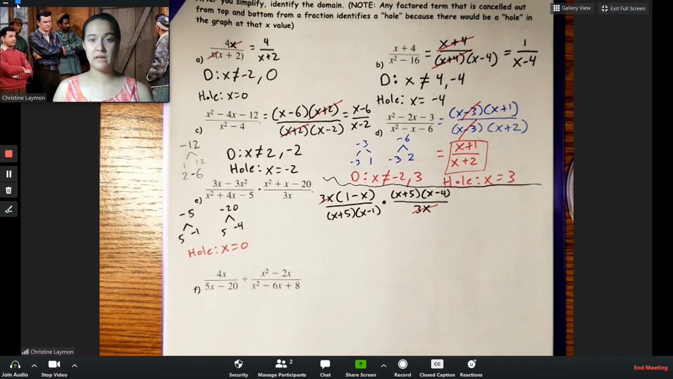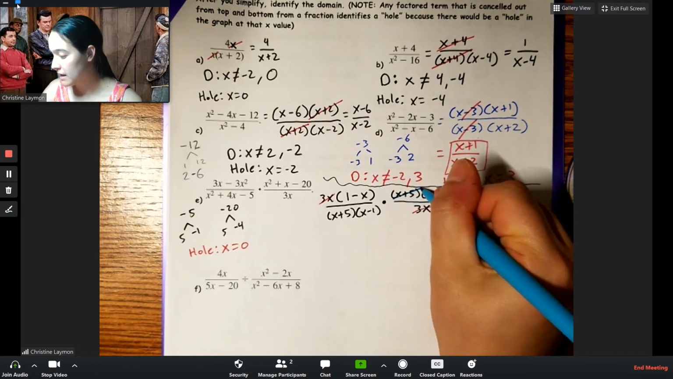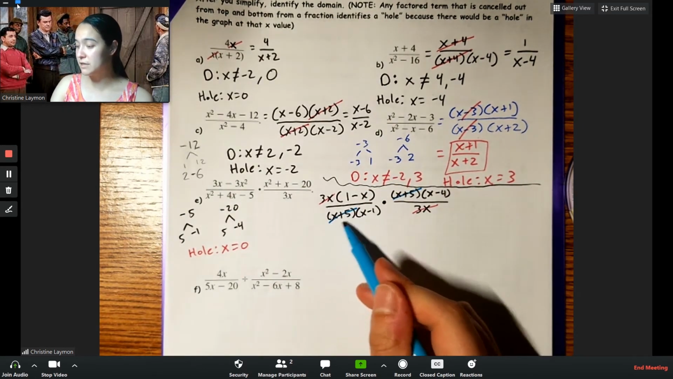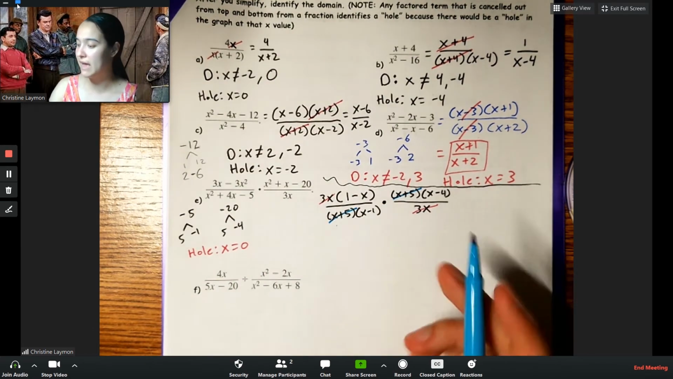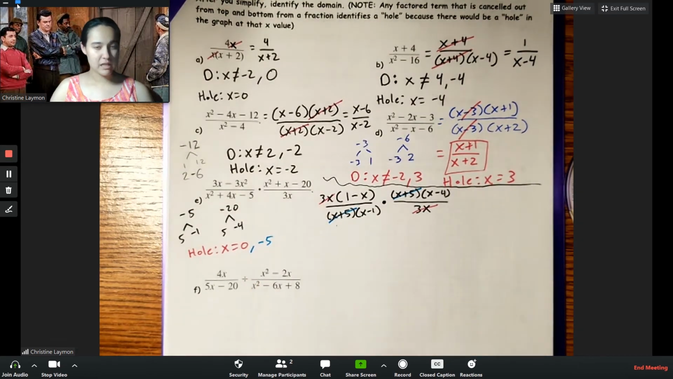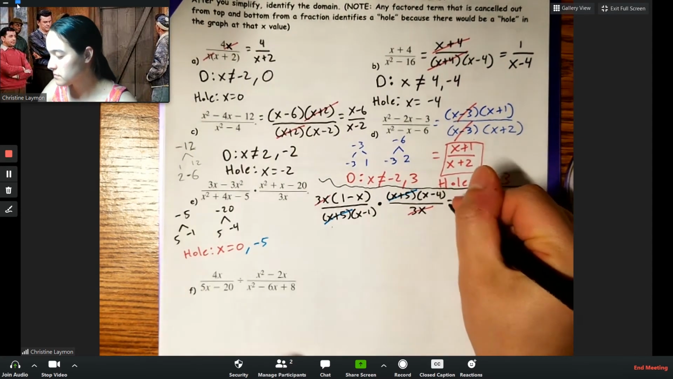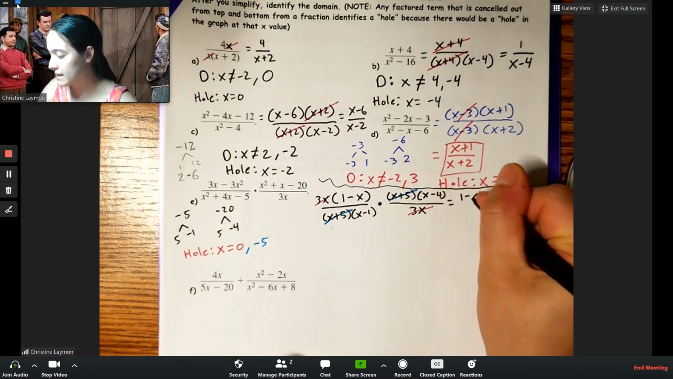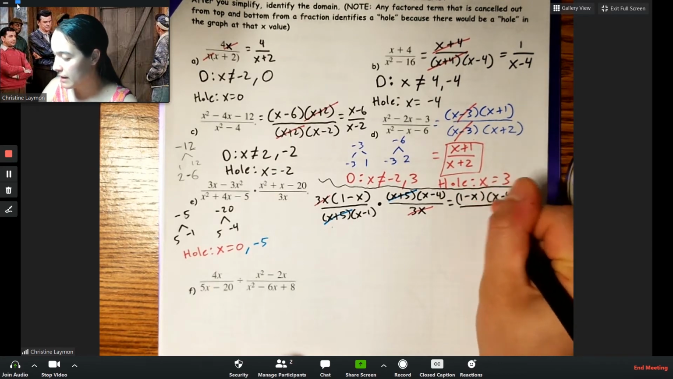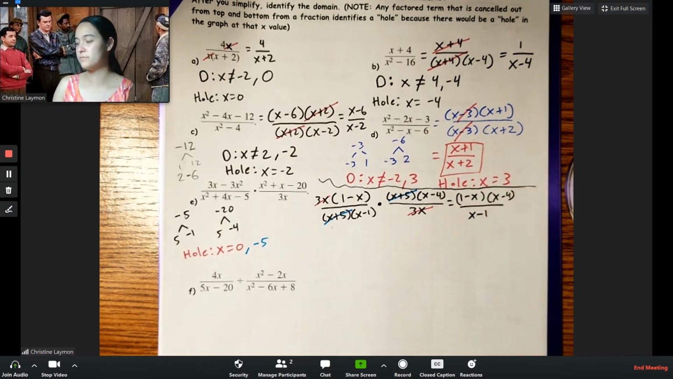Let's do this again with x plus 5. See, one on top and bottom. If I were to set this equal to 0, x cannot be negative 5, which means I have a hole at negative 5. Let me rewrite what I have so far because we're not done yet. So I have 1 minus x, x minus 4, and I have x minus 1.